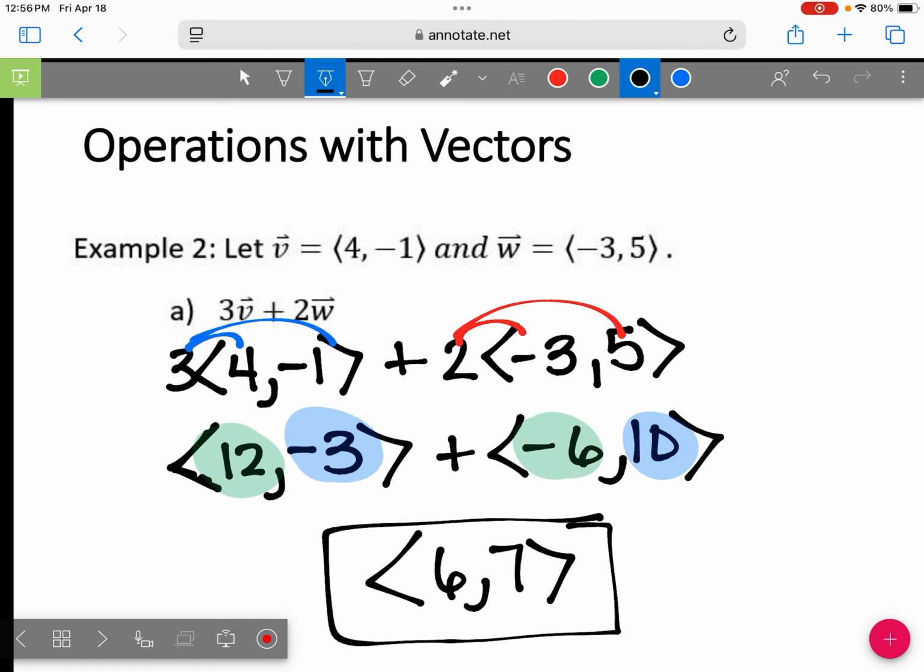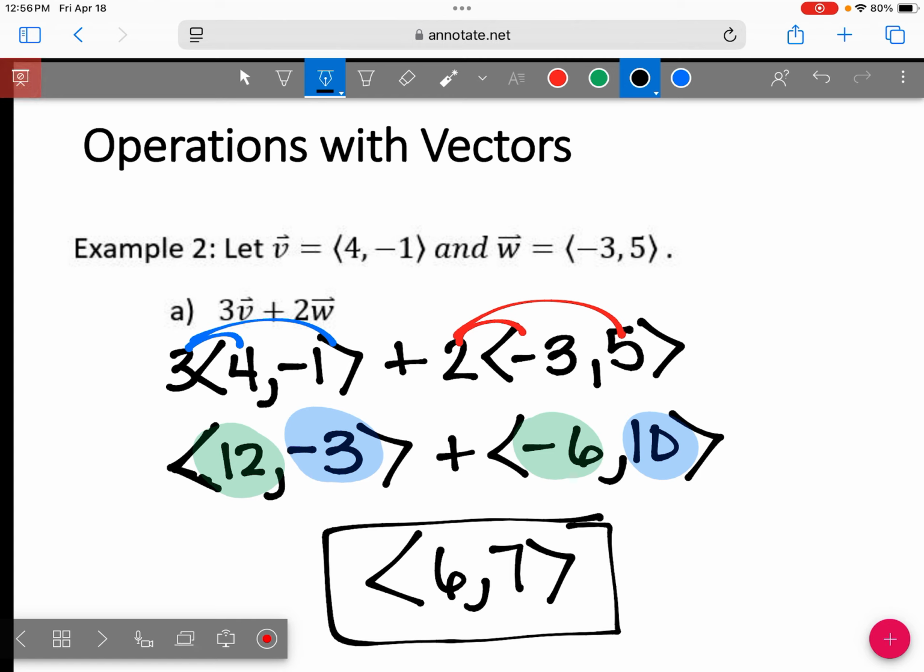Who has the answer for A? Would anybody want to volunteer what they got? Jaden? 6. Oh, well, it's okay. No, you got it. You got it. I got it. 6, 7. All right, that's what I got too.